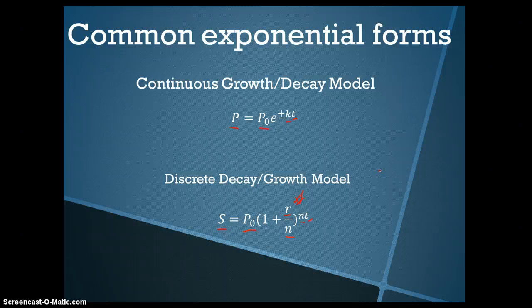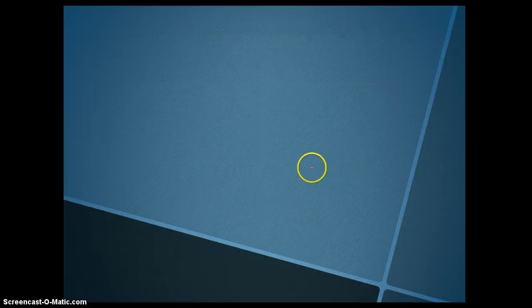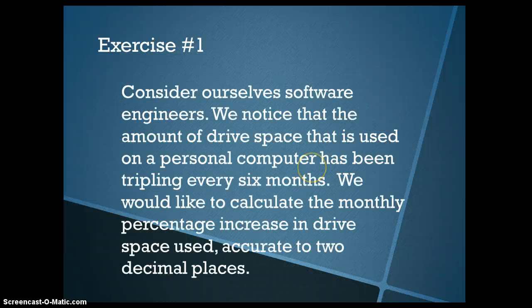So let's check out some examples. Now let's consider ourselves software engineers. We notice that the amount of drive space that is used on a personal computer has been tripling every 6 months. We'd like to calculate the monthly percentage increase in drive space used, accurate to 2 decimal places.